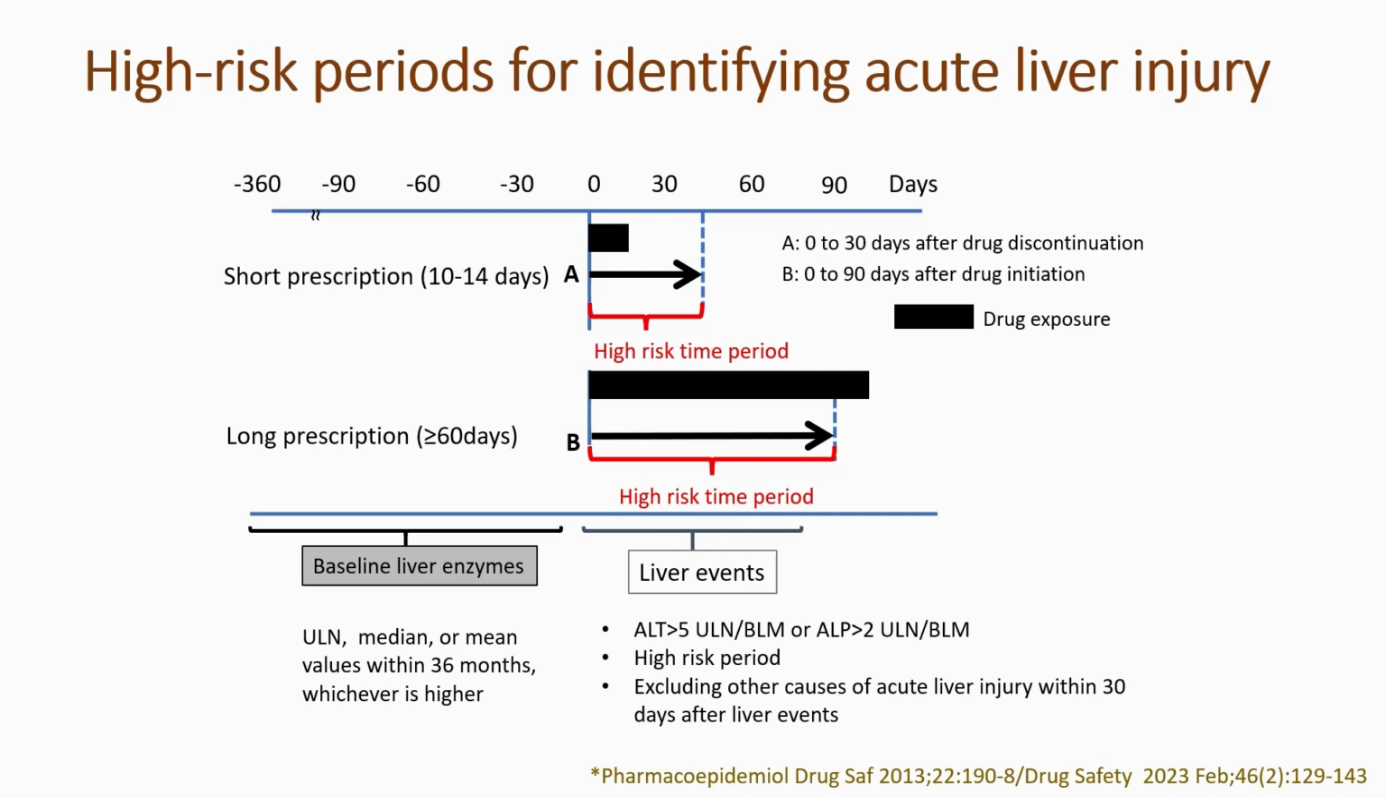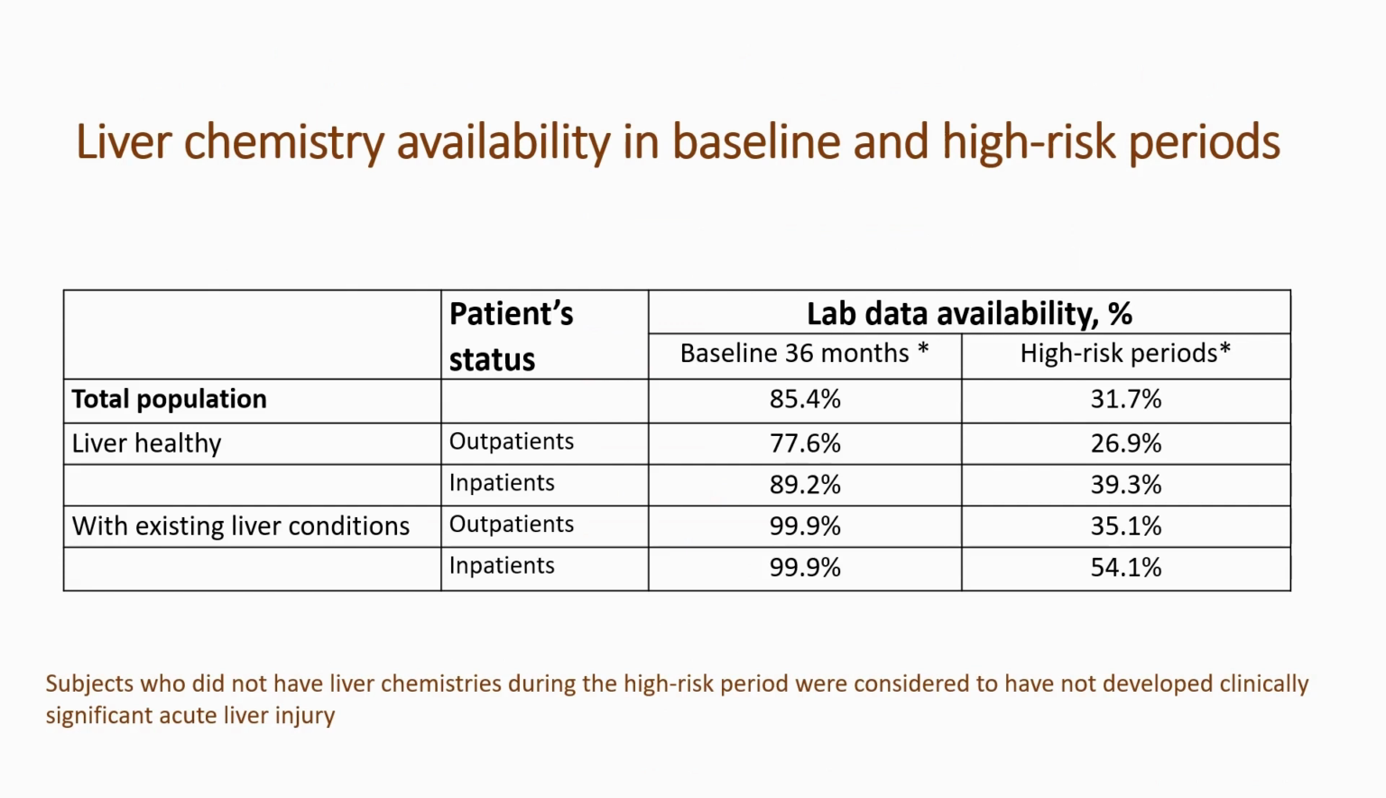During the high-risk time period, we identified acute liver injury using liver chemistry data: ALT higher than 5 times upper limit of normal or representative baseline value, or ALP higher than 2 times upper limit of normal or representative baseline value. Overall, 85% and 32% in the cohort had at least one liver chemistry data during baseline and high-risk period, respectively.